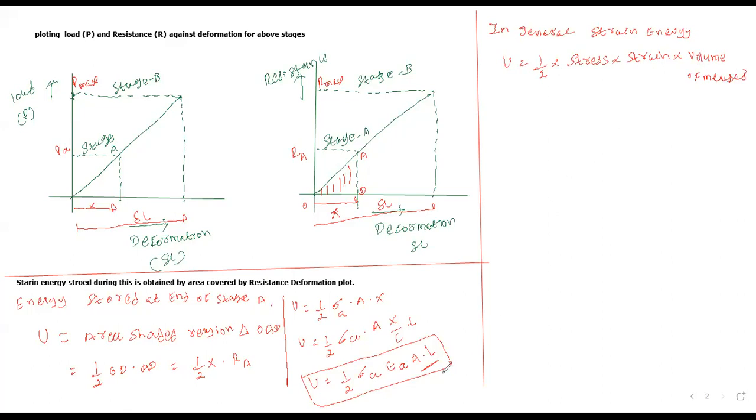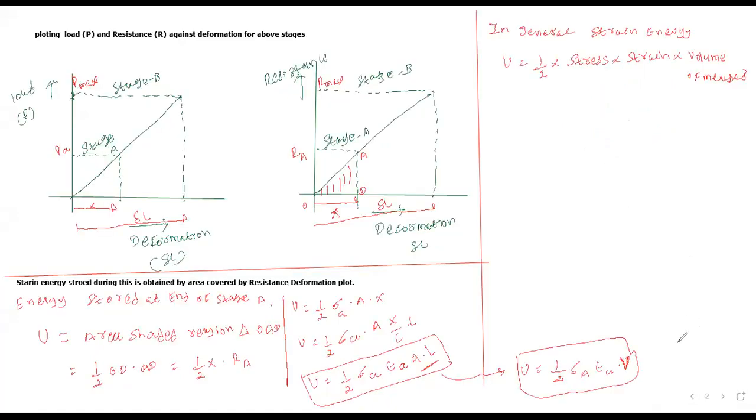Please confirm, students. Let me write the equation again: U equals 1 by 2 sigma A epsilon, A into L is volume. Don't confuse. Why do we divide by L and multiply by L? Because we are interested in deriving the equation. But the question is, the strain energy equation is something like U equals sigma square by 2E into volume, right? This equation is not visible here. Let us derive it.